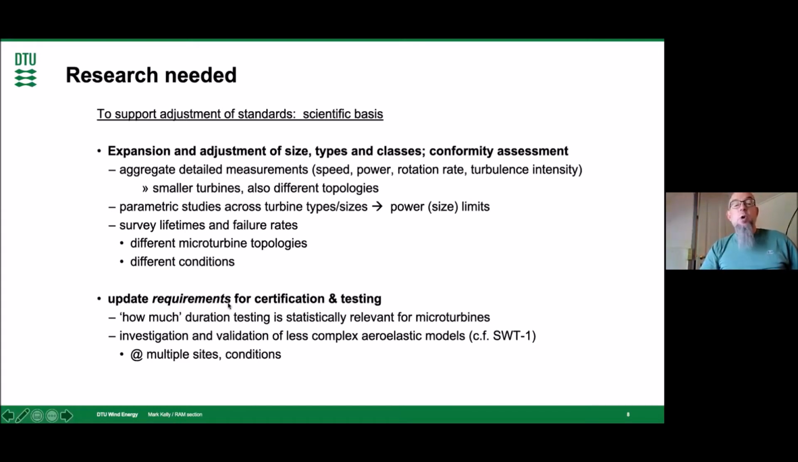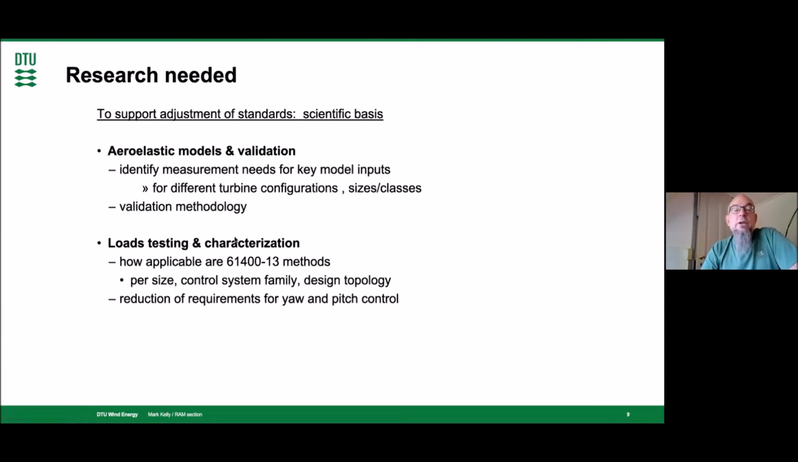And then the requirements for certification and testing, that's been a real hindrance for a lot of manufacturers getting to market. It's been identified over and over. There are issues like how much duration testing is actually relevant for small turbines, particularly the really small ones below a few kilowatts. And also less complex aeroelastic models, which SWT1, I believe, is starting to cover. They need to be validated better in different conditions across many different sites, and for different turbines.